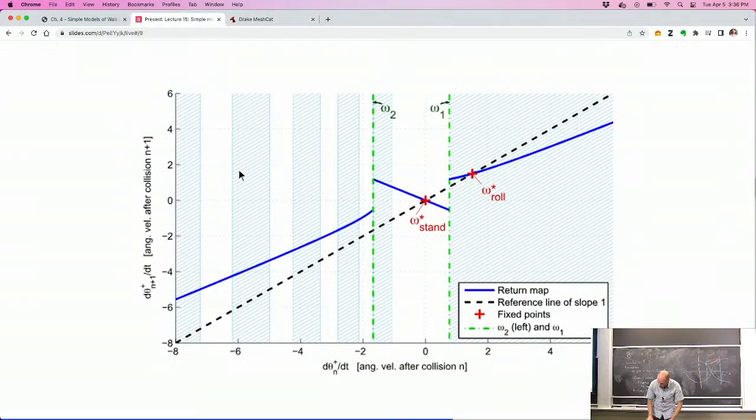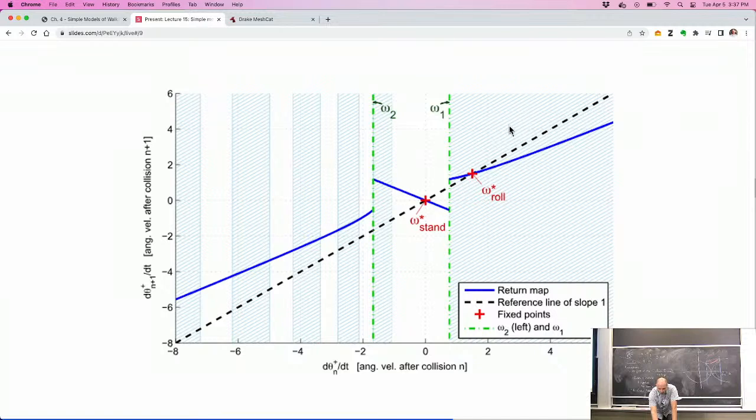It turns out you can draw the Poincaré map. Because we can integrate everything in closed form, we can solve the inelastic collision in closed form. The same way I was able to sketch it for the van der Pol oscillator, I can exactly draw this curve for the rimless wheel. This is what it looks like. This is initial angular velocity. There's a rolling fixed point and a standing fixed point. Those are the only times the line crosses the line of slope 1.